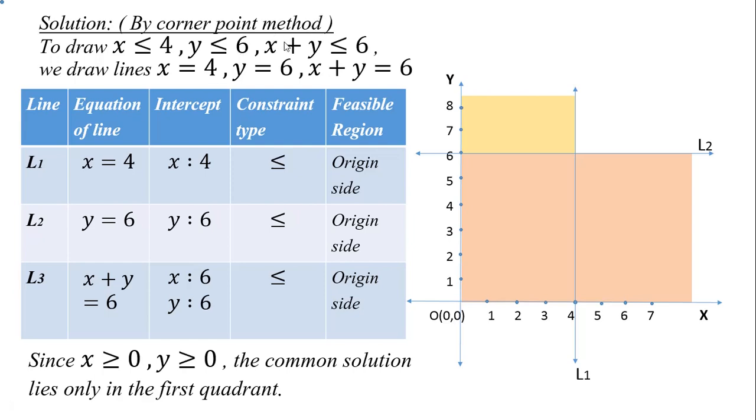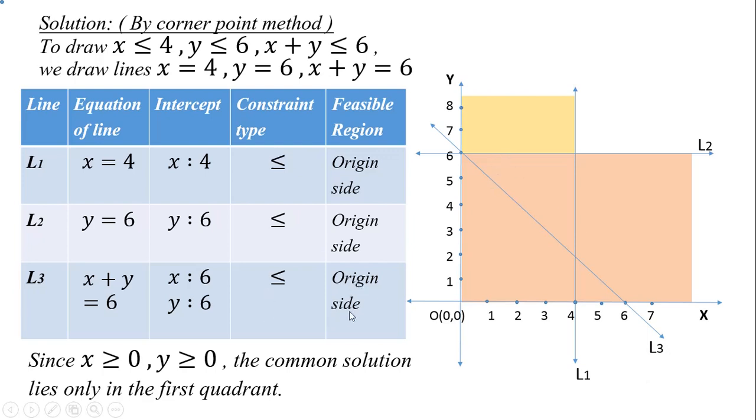Now the third inequation, x plus y less than or equal to 6. This line, x plus y equal to 6. To plot this line, we have 2 points, x-intercept 6, so on the x-axis 6 here. The y-intercept is 6, so on the y-axis here. We join these 2 points, (6, 0) and (0, 6), and we plot the line x plus y is equal to 6. So this line is line L3. We write here this line L3.